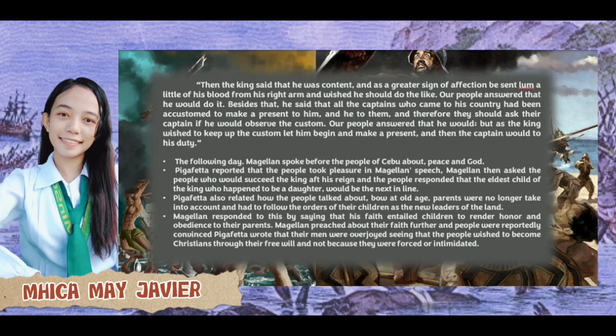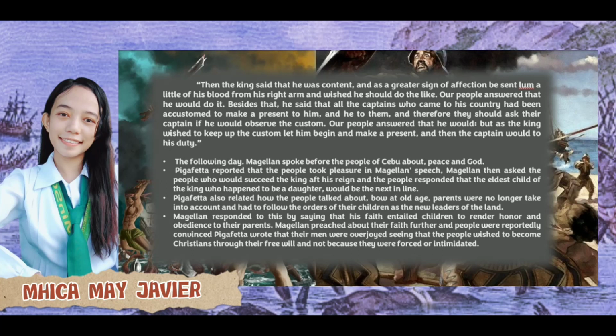Pigafetta also related how the people talk about old age. Parents were no longer taken into account and had to follow the orders of their children as the new leaders of the land. Magellan responded to this by saying that his faith entailed children to render honor and obedience to their parents. Magellan preached about their faith further, and people were reportedly convinced.